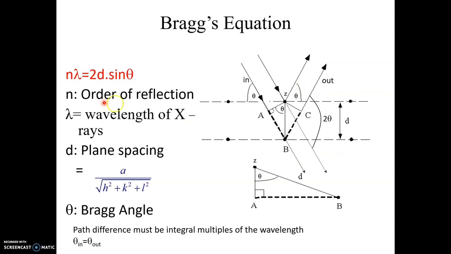Right? This n is equal to the order of reflection, and lambda is the wavelength of the X-ray, which ranges from 0.1 to 100 nanometer. Sorry, 10 nanometers, 0.1 to 10. And d is the plane spacing or lattice spacing. We can say it as the spacing of the lattice.